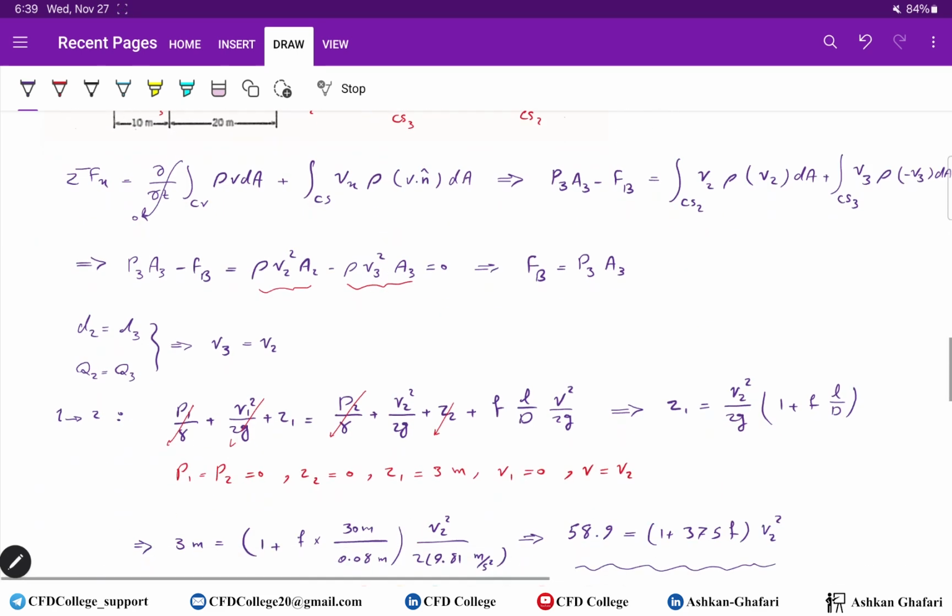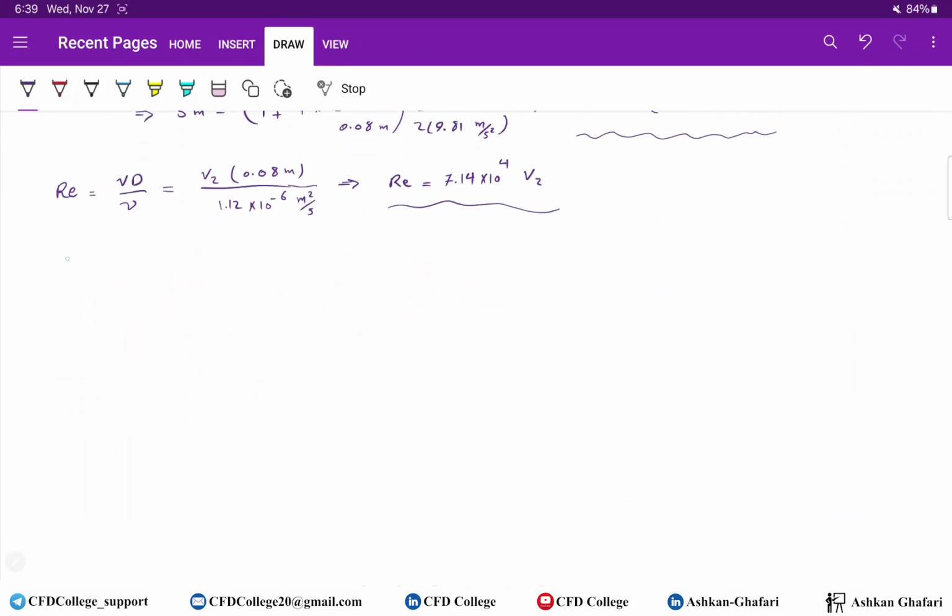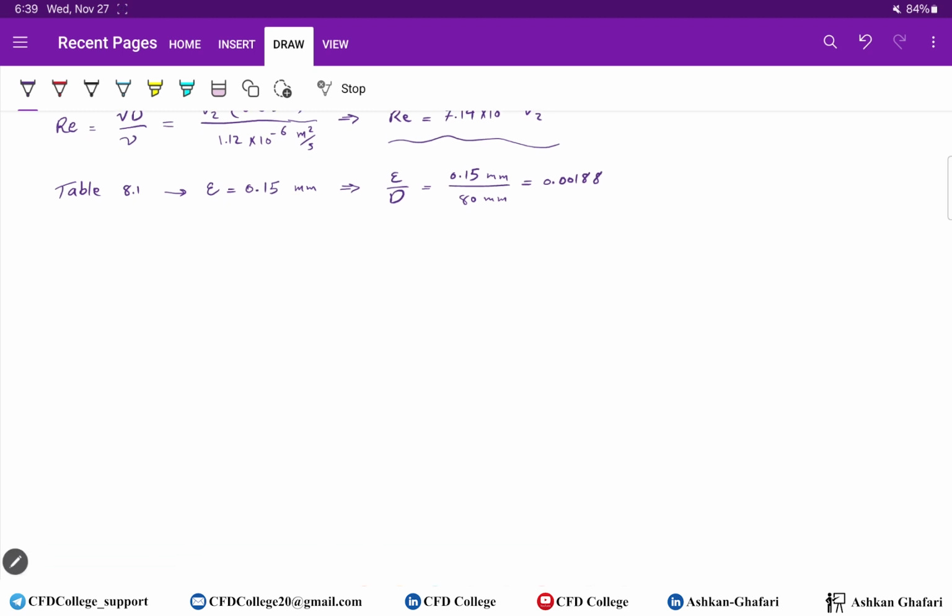From table 8.1 in the exam, this should be given to you. From table 8.1, the first table of chapter 8, we can see for galvanized iron, epsilon, the roughness, equals 0.15 millimeters. So epsilon over d is 0.15 millimeters over 80 millimeters, equals 0.00188. This is the dimensionless roughness. So we have to do trial and error. First we assume f equals 0.02. Always start from this assumption.